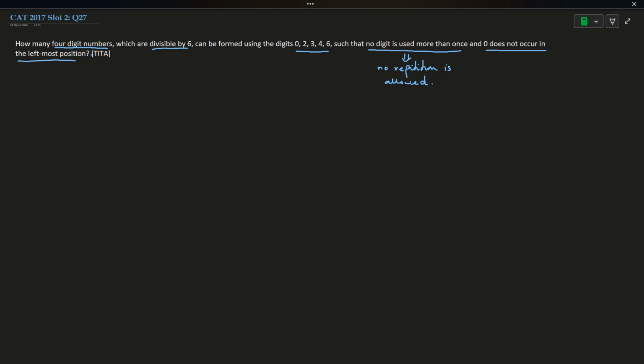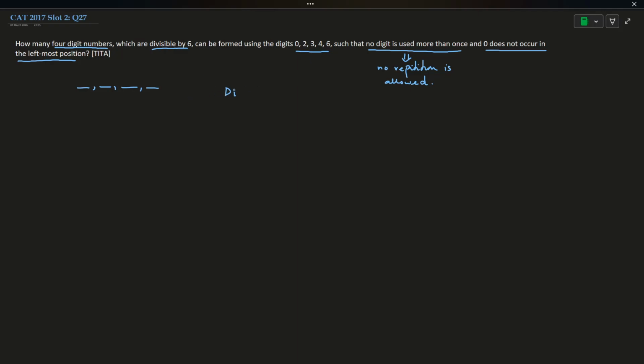This is redundant information in my opinion. Why, guys? Because we are already asked for 4-digit numbers which are divisible by 6. Even if it's not divisible by 6, let's take any 4-digit number. If you take any 4-digit number, this place cannot be 0. If you consider the leftmost digit as 0, obviously this will become a 3-digit number. So the last information, 0 does not occur in the leftmost position, is in my opinion redundant information. All right, guys.